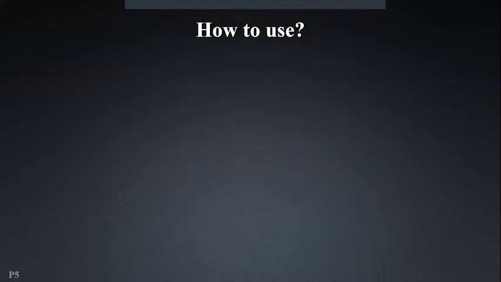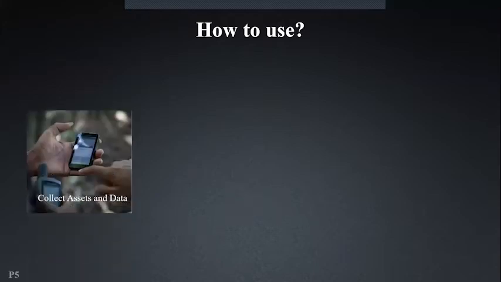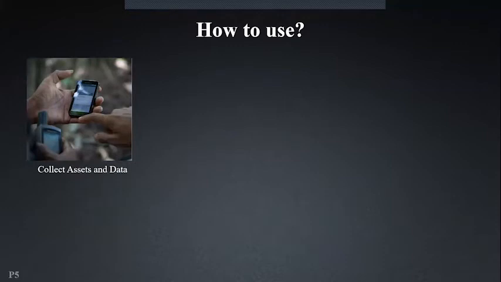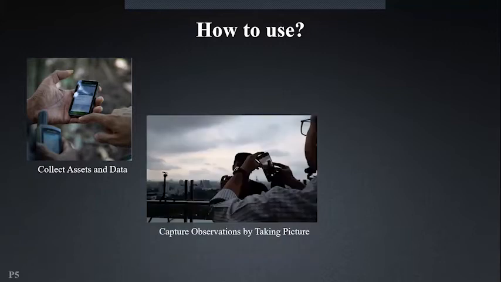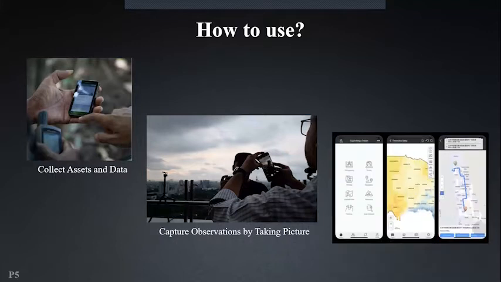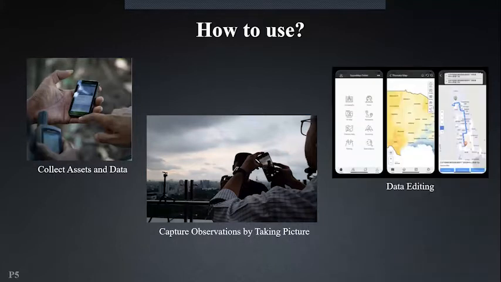So how to use it? This slide is going to show you an example of how we usually use the application for those capabilities mentioned before. The first picture explains how we collect assets and data. We could input some text, information, or attribute data following the assets. The second picture explains how we capture observation data by taking pictures and storing them in our database. And the last example explains how we perform data editing. We could edit the existing data, overlay it with other data available in the application, or show the base map to give us an idea about the location of the data in real situations.